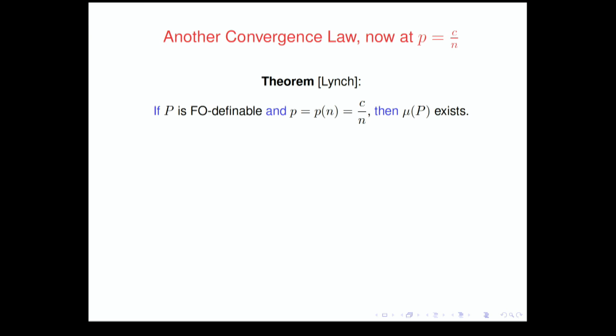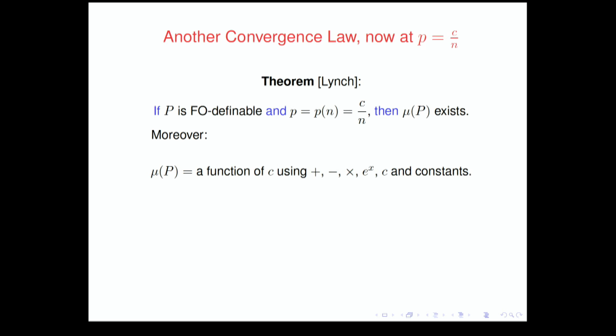So let's look now at the linear case. We have a linear number of edges in expectation, and we also look at these things of explanations. Lynch had another convergence law, and this was actually before the Thomas Spencer convergence law. It says that if you are in this regime, then the probability exists. Moreover, it exists as a function of C. It's the only parameter there.